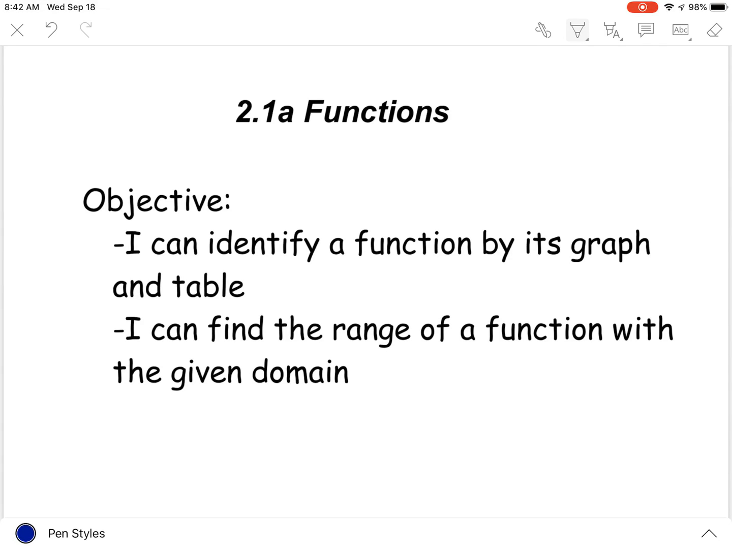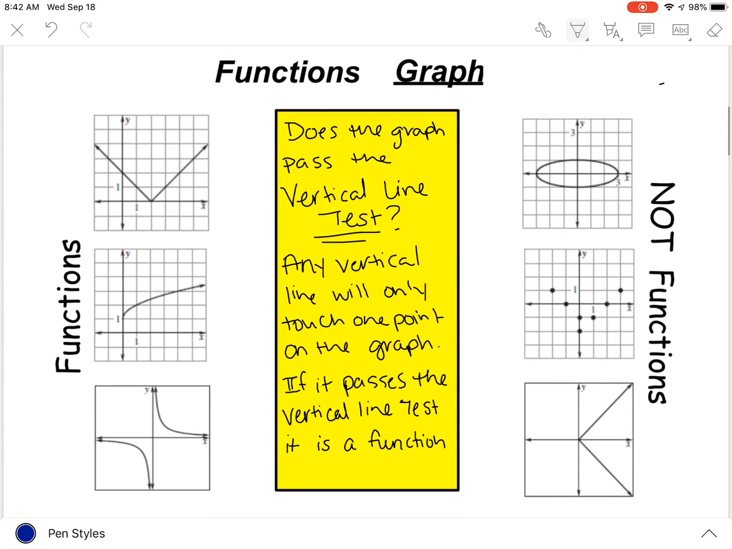2.1a is on function. So we want to be able to identify a function by a graph and a table, and we want to be able to find the range of a function given the domain. So let's talk about what a function is to start off here. There are a couple different things. Basically, a function, we can represent it as a graph, as a table, as an equation.